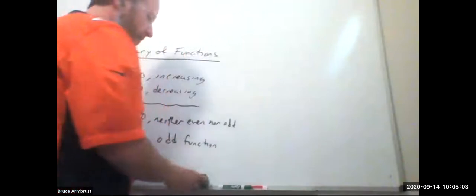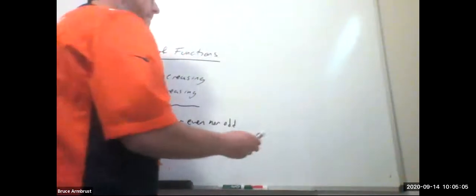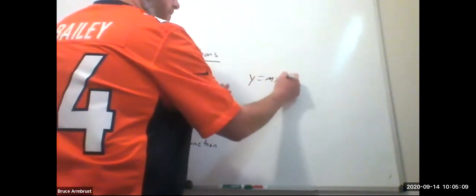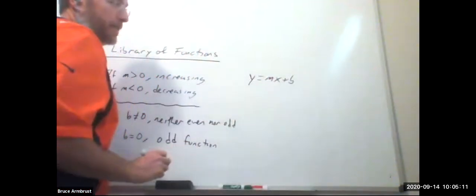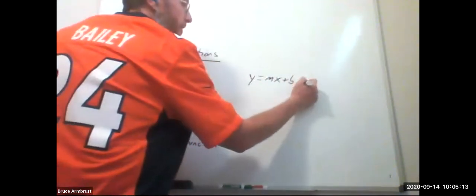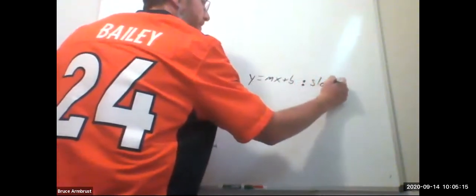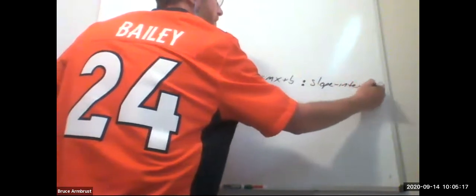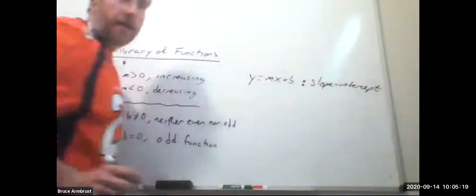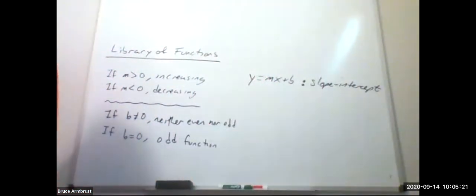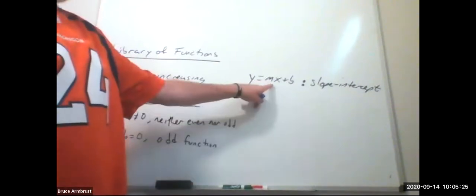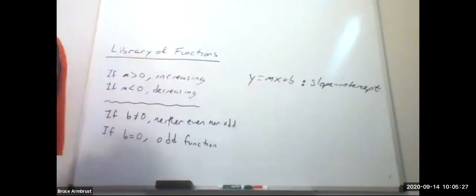Real quick, before we move off of linear functions, I want to remind you of another form for the equation of the line. So you guys are used to this one, probably. y equals mx plus b. We call this the slope-intercept form. And mathematicians, of course, name everything exactly what they are. This is the form where if you know the slope and the intercept, you got it.